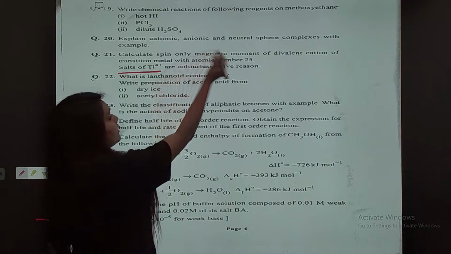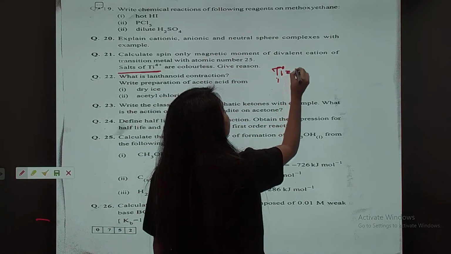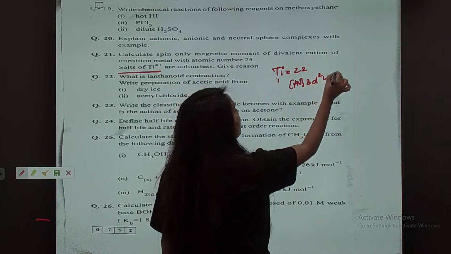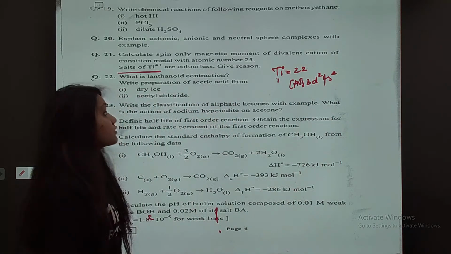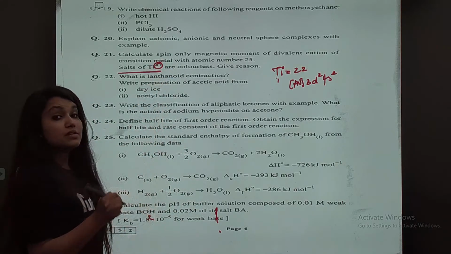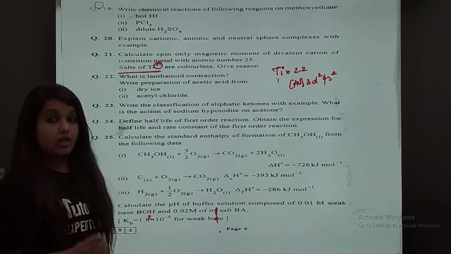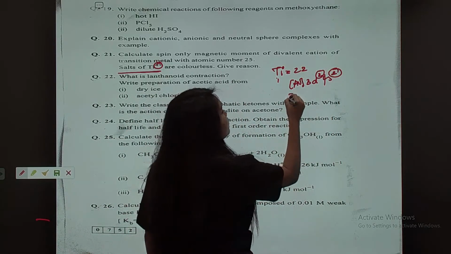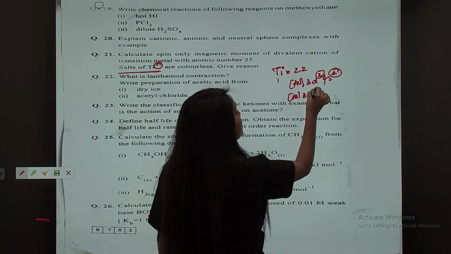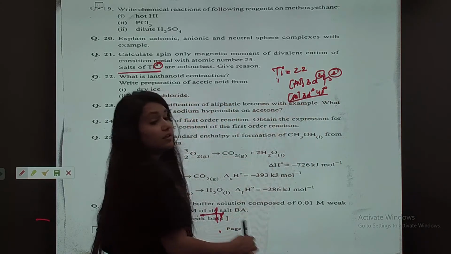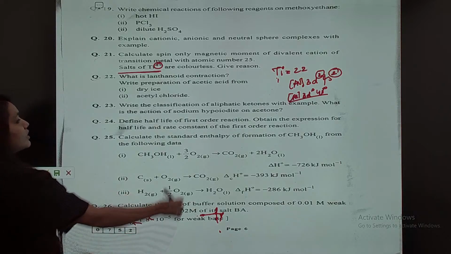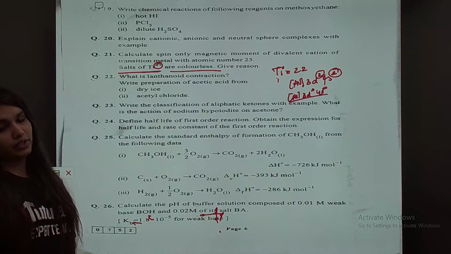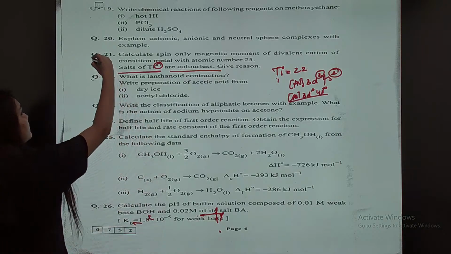So when it comes to Ti4+, I'll simply write titanium, which is 22, having configuration [Ar]3d2 4s2. Now the question says it's 4+, which means I'm supposed to remove 4 electrons. So when I remove 4 electrons, 2 will go from here and 2 will go from here, which is going to give me [Ar]3d0 4s0, telling me that there are no unpaired electrons, therefore it is going to be colorless. So why is it colorless? Because it does not have unpaired electrons. That's your question number 21.